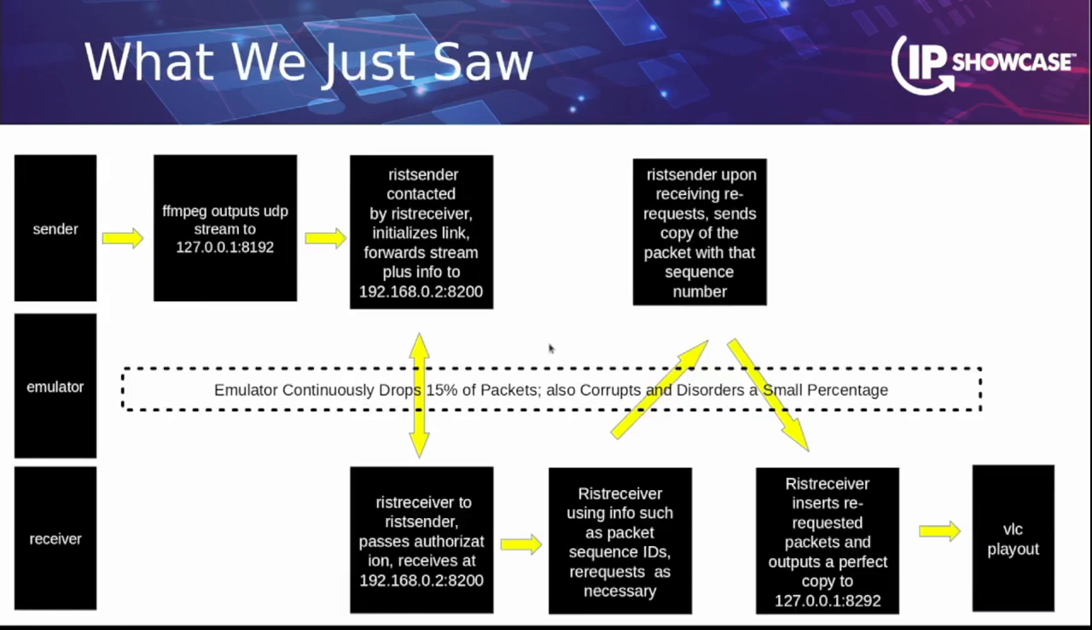So here's a diagram of what's happening in the demo to make it a little bit clearer. We have on the upper left-hand side FFmpeg on the black box. We call this the sender. It outputs a UDP stream from a file directly to the local adapter. Then on the next box, we grab the Rist sender command line utility from libRIST, and we initialized the link, and we listened on a port for somebody to connect.